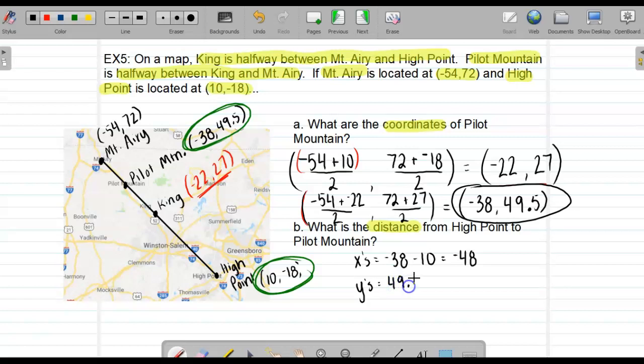Good, so 49.5. And be really careful here because you're doing minus negative 18. So make sure you do that correctly. So really that's going to be like a plus right there. So pull out the calculator for that one. 49.5 plus 18 is going to give us 67.5.